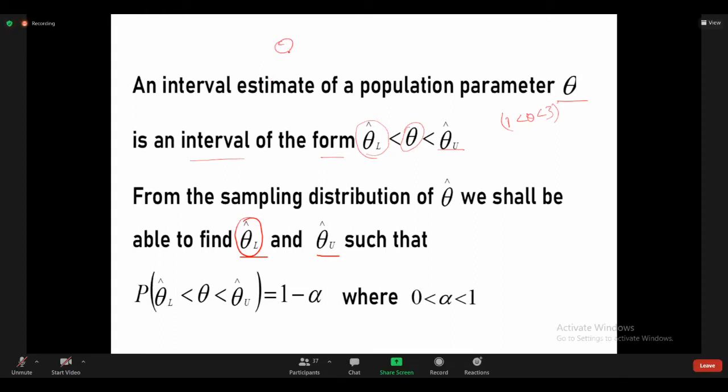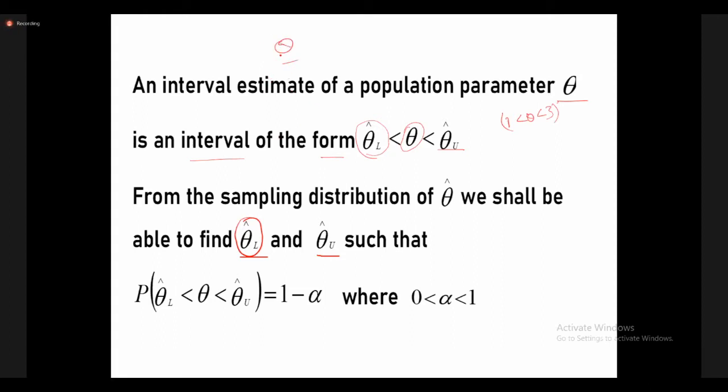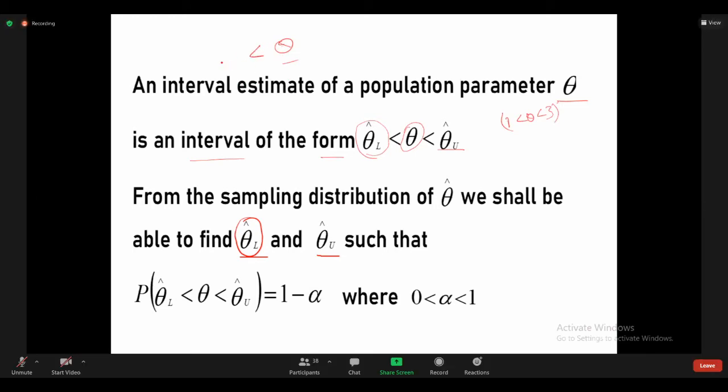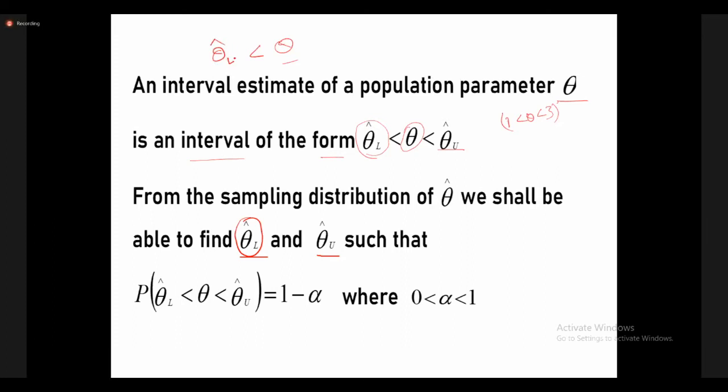The actual population parameter is theta. For that, we are finding the lower bound. The lower bound is denoted by theta suffix L cap. This is the estimator; cap means estimator of the parameter. And the upper bound is denoted by theta suffix U cap. For this parameter, this is the lower bound, and this is the upper bound.